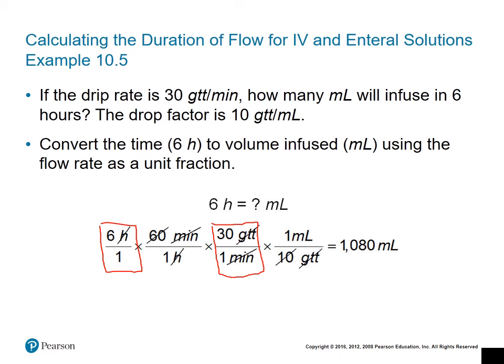And then we have over here times the drop factor. And then we want to go from hours to minutes, excuse me. And so we have this other unit fraction, this last one here. And then when you put this all together, notice all your units go away except for what you're looking for, a volume amount, milliliters. You work on your numbers and you end up with 1,080 milliliters.